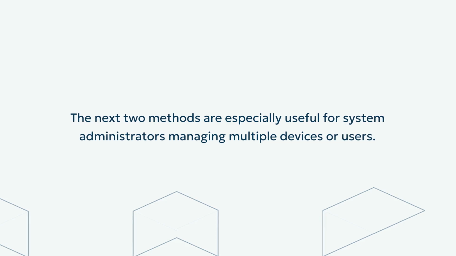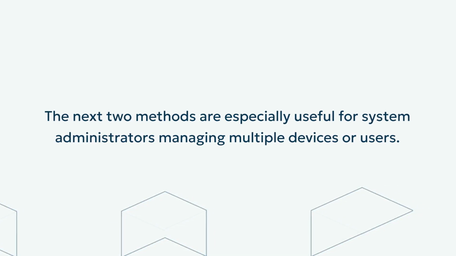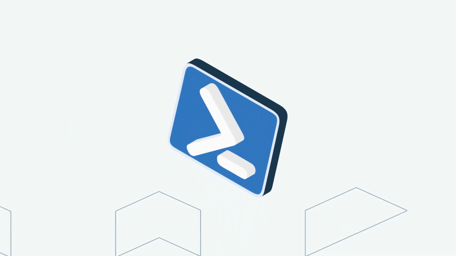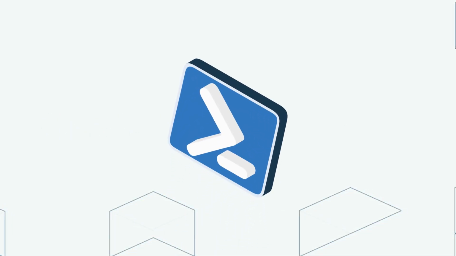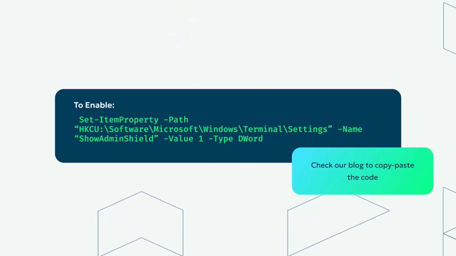PowerShell. The next 2 methods are especially useful for system administrators managing multiple devices or users. For the PowerShell method, open PowerShell and run one of the following commands to enable or disable the shield icon. To enable, to disable.